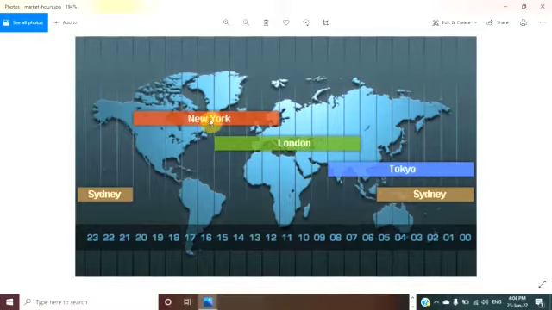The New York trading session starts at 3 p.m. in the afternoon and then ends at about 9 p.m. at night. And then after the New York trading session, we go into the last trading session, which is the Sydney Australian trading session, which starts at about 9 p.m. at night and then ends at about 12 a.m. in the morning, midnight, I would say.